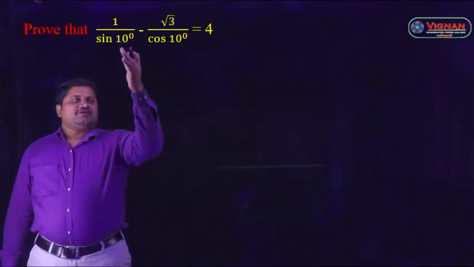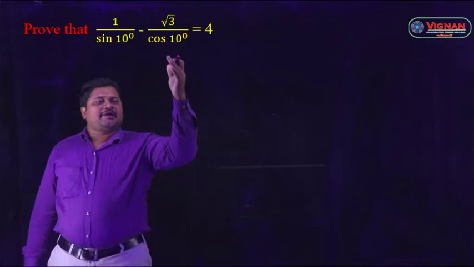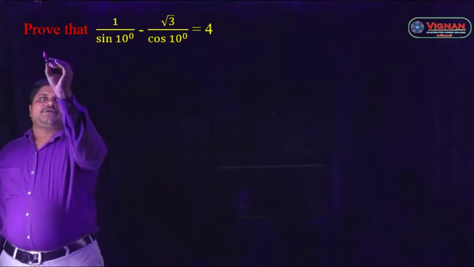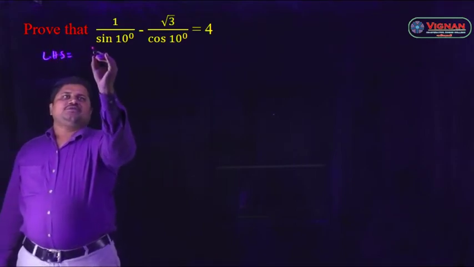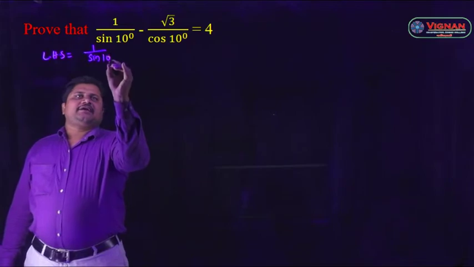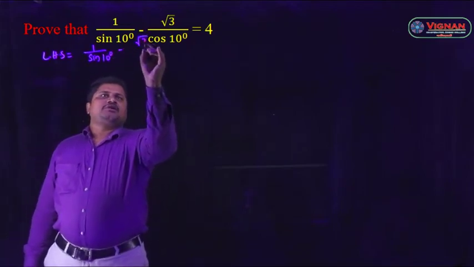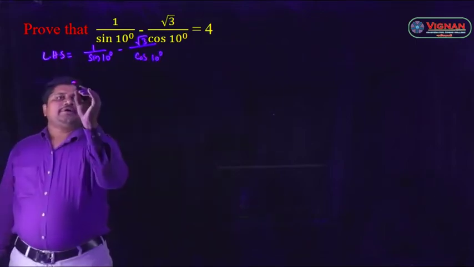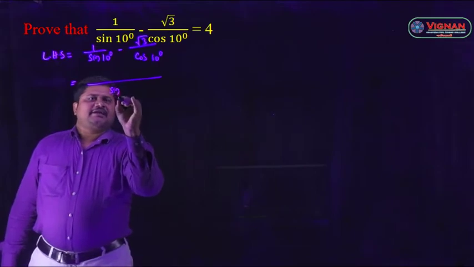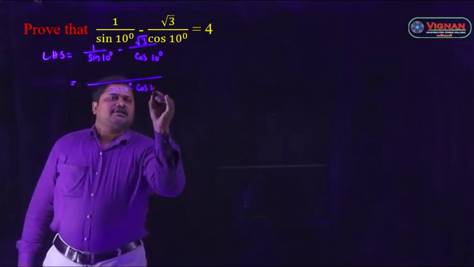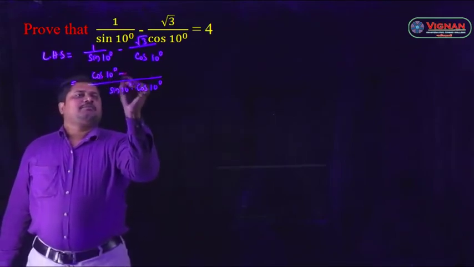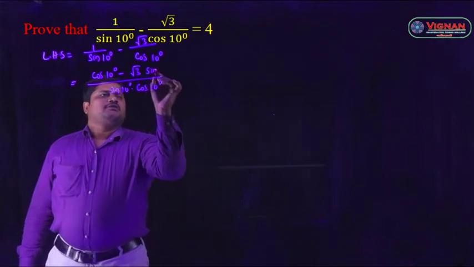Hence proved. The second problem is, prove that 1 by sin 10 degree minus root 3 by cos 10 degree is equal to 4. We take the LHS: 1 by sin 10 degree minus root 3 by cos 10 degree. Here the LCM is sin 10 degree into cos 10 degree. Then we get cos 10 degree minus root 3 into sin 10 degree in the numerator.